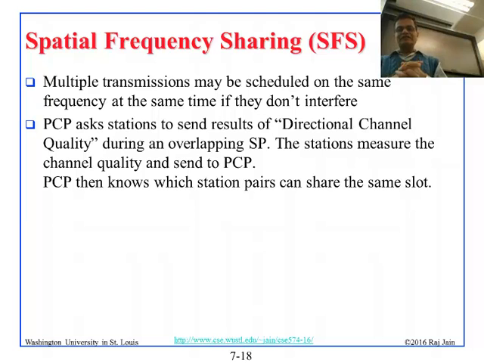PCP then knows which station pair can share the same slot. So after a few trials, we know who can talk in parallel. Okay, any question? Okay.